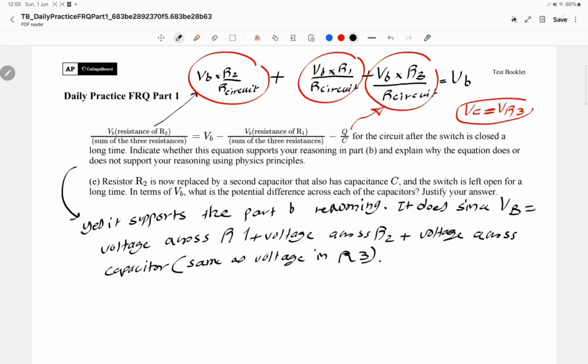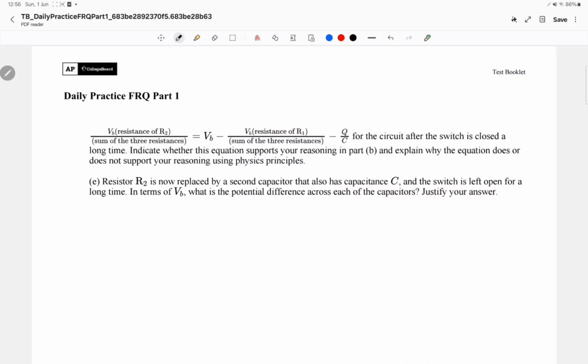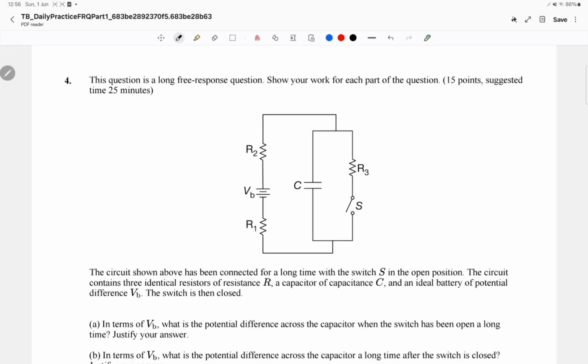Let's erase now. Okay, part E. Resistor R2 is now replaced by a second capacitor that also has a capacitance of C, and the switch is going to be left open for a long time. What's the potential difference across each of the capacitors? Let's go to this figure. So now instead of R2, we're going to be putting a capacitor. The switch has been open for a long time, and the capacitor is going to be fully charged.